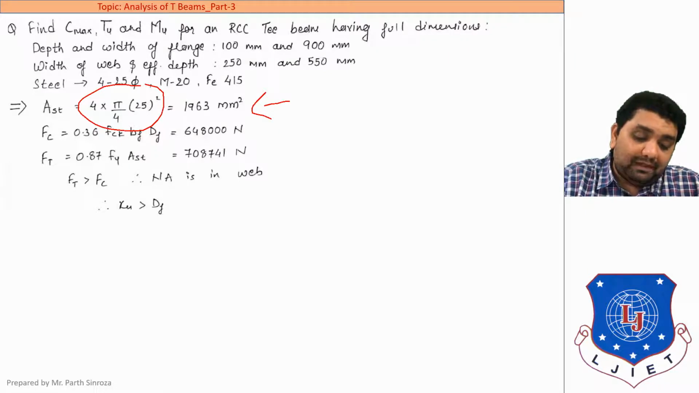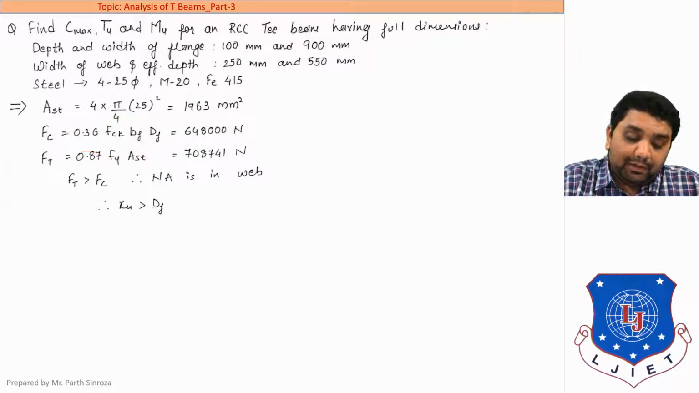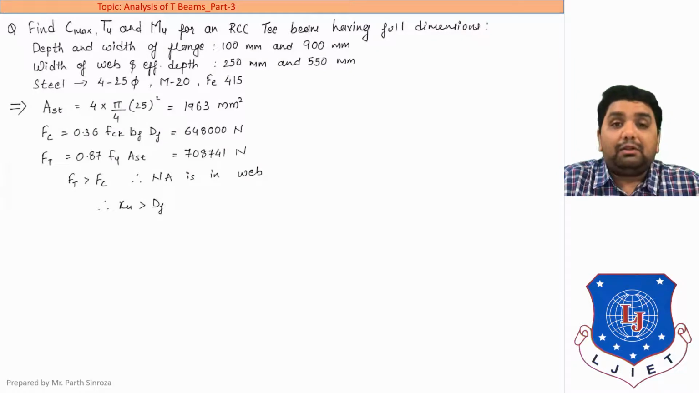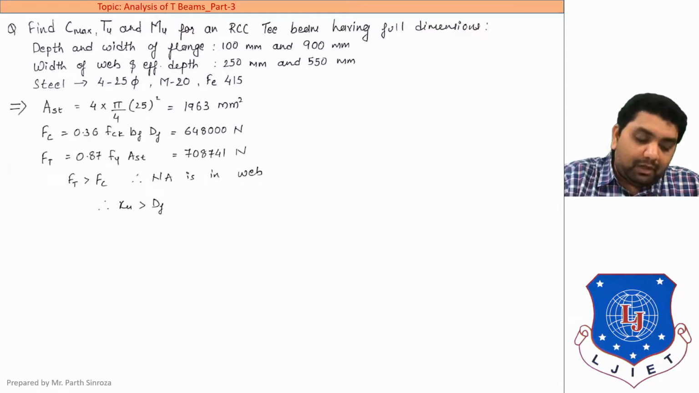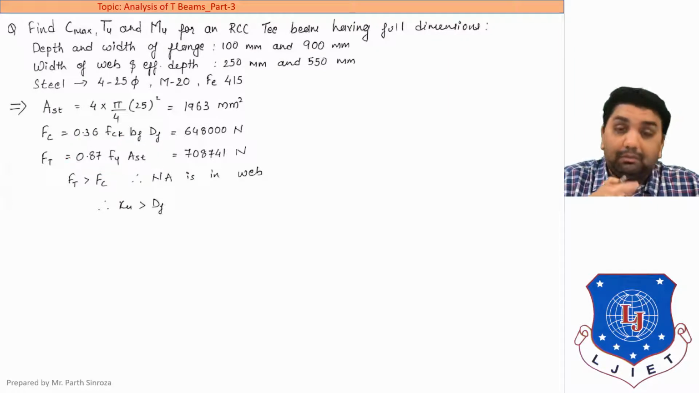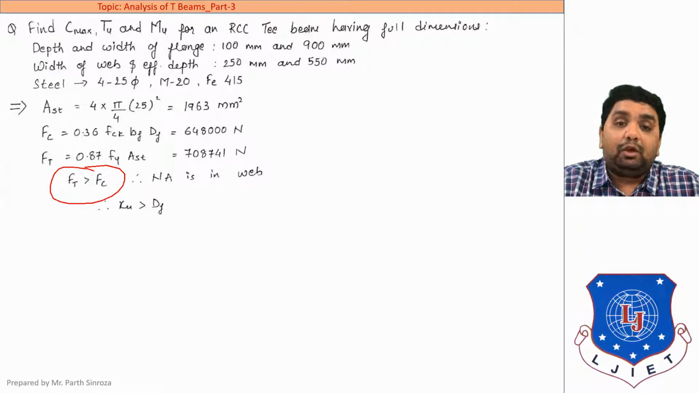Now the value of FC and FT. For FC, the equation is 0.36 FCK BF DF. All the values are given in the question. The value comes out to be 648,000 Newton, or you can write it as 6.48 into 10 raised to 5. Again reminding, the exponential power of FC and the exponential power of FT must be the same, and FT can be computed by the equation 0.87 Fy AST. From this we get that the term FT is greater than FC, or you can say that the tension force is more as compared to compression.